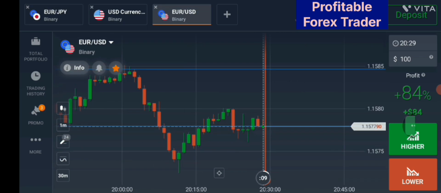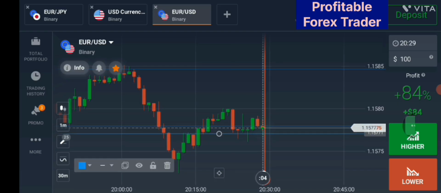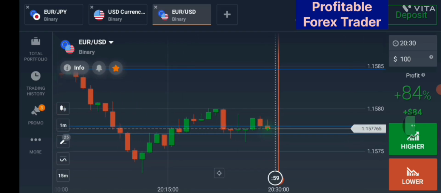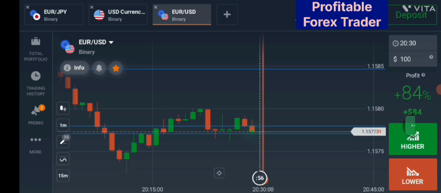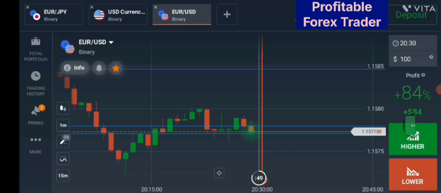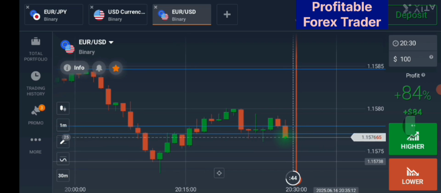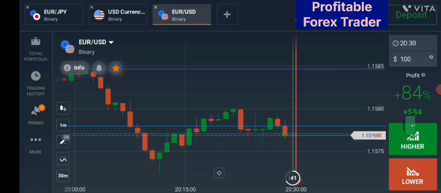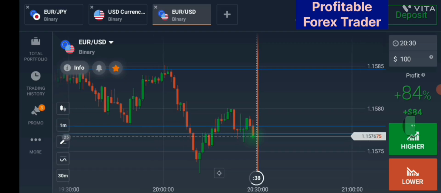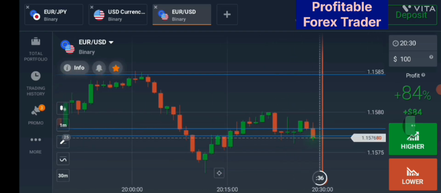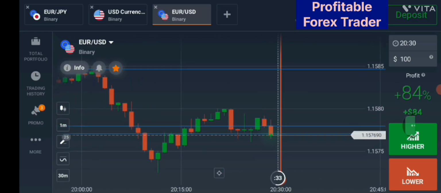Okay, I think I'll place my... Let's see. It's likely to reverse. You can see the reversal. So let's see how it's going to close. If it closes below the support line, then I will not place a trade. It's actually on a downtrend, so I will have to look for a sell trade.